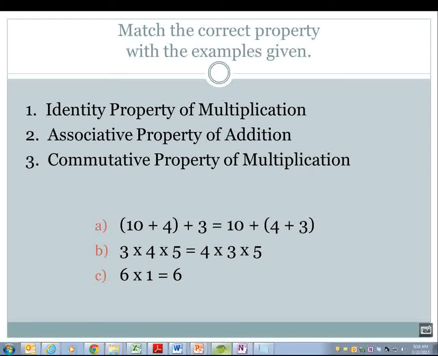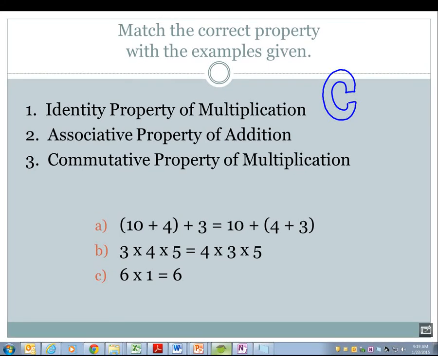Now we have the identity property of multiplication. What do you have there, Abby? B for the first one. I'm going to disagree with you. Did you do the one before it? Okay, C. Good.